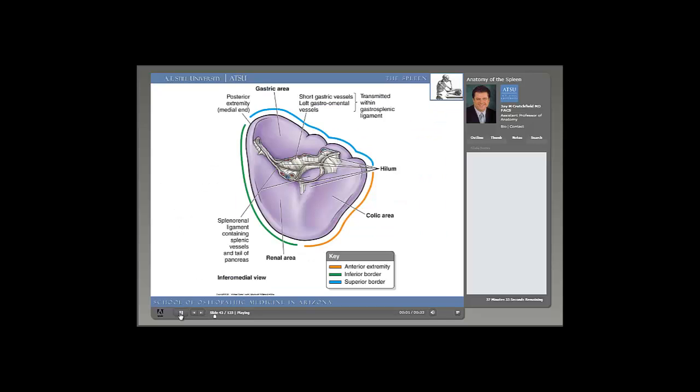Here we're just trying to show, again, on this image taken from Moore's Clinical Atlas of Anatomy, where the main vessels to the spleen are in relation to the ligaments. The splenorenal ligament contains the splenic artery and vein and the tail of the pancreas. And more anterior to this, in the gastrosplenic ligament, we find the short gastric vessels. These are the ones that are often missed in a splenectomy and can lead to prolonged bleeding.